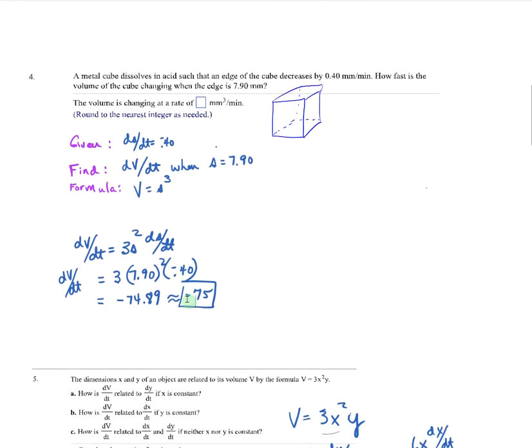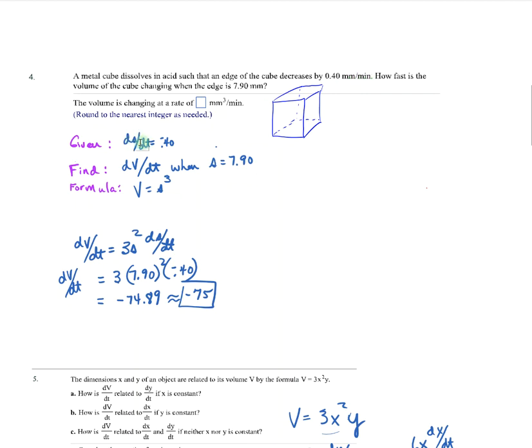Number 4: a metal cube dissolves in acid such that an edge of the cube decreases by 0.4 millimeters per minute. How fast is the volume of the cube changing when the edge is 7.9 millimeters? So, I drew my nice little cube, which is so badly drawn. You're given that the edge is decreasing at 0.40 millimeters per minute.